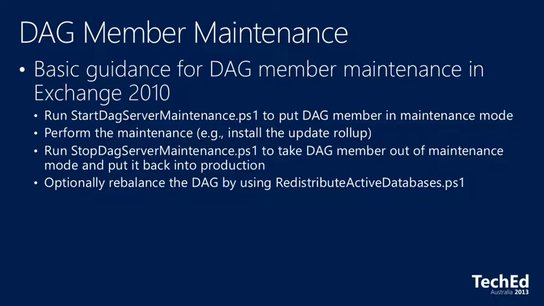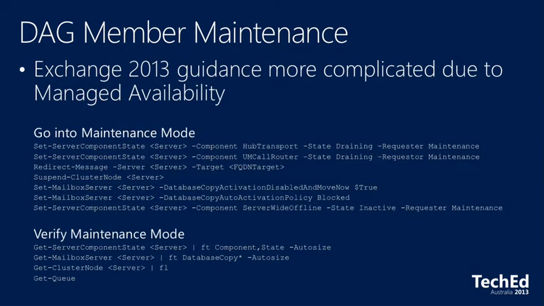Maybe it was hardware repair, maybe it was a software or Exchange update, whatever. When you were done with that, you would reboot, and then you would run the StopDagServerMaintenance script, and that would basically undo all of the locks and things that put it into maintenance mode in the first place. It would take it out of maintenance mode and put it back into production for you. It is a very simple and straightforward process. But now, it's a little bit different.